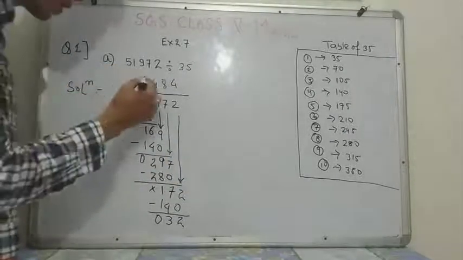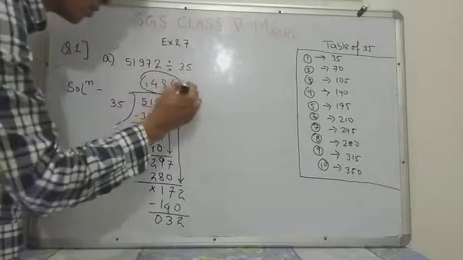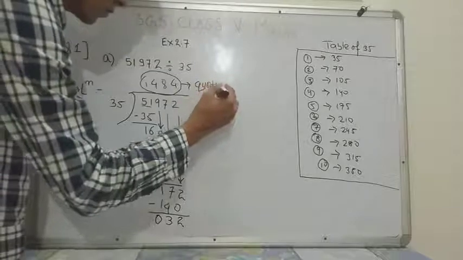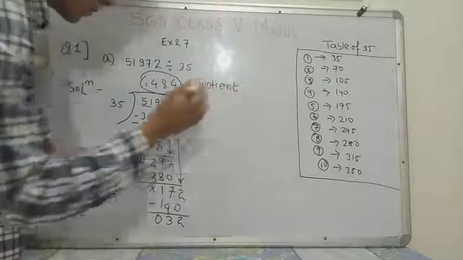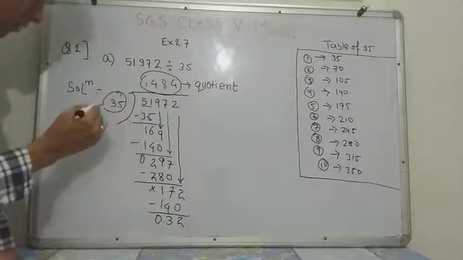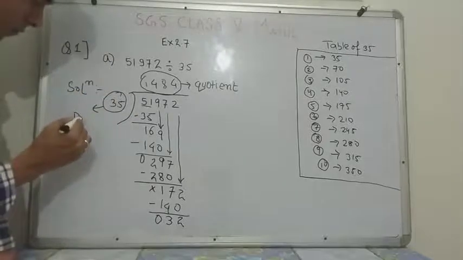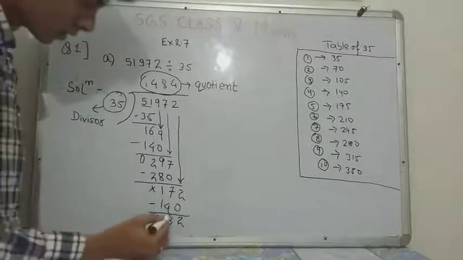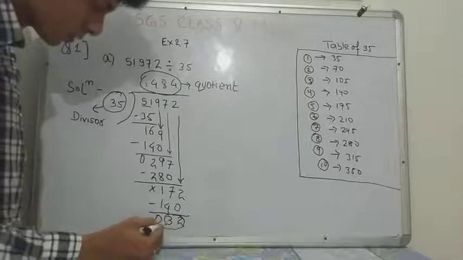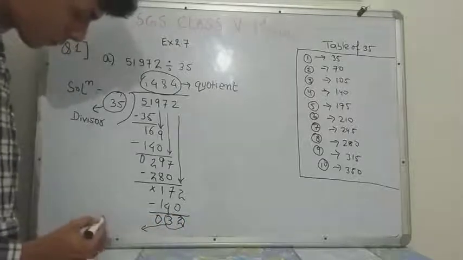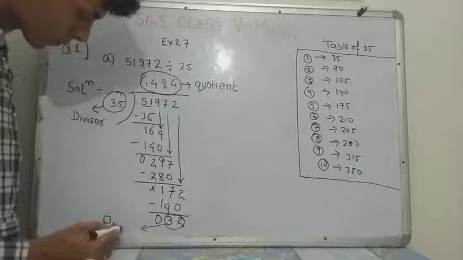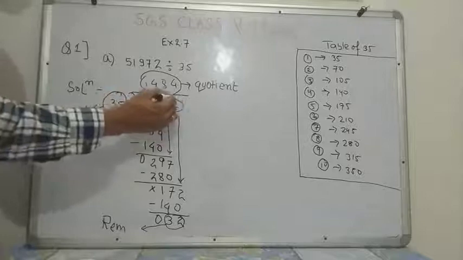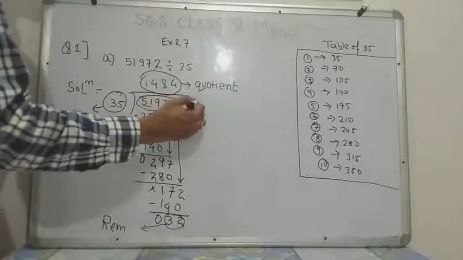Now what is this part called? It is called the quotient. This part is called the divisor. And this part is called the remainder. And this part is called the dividend.